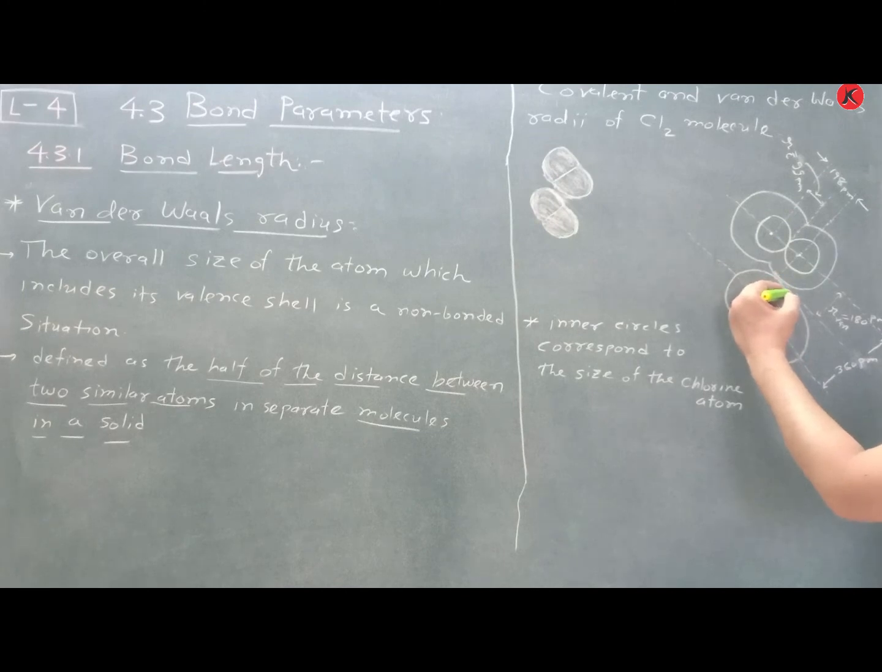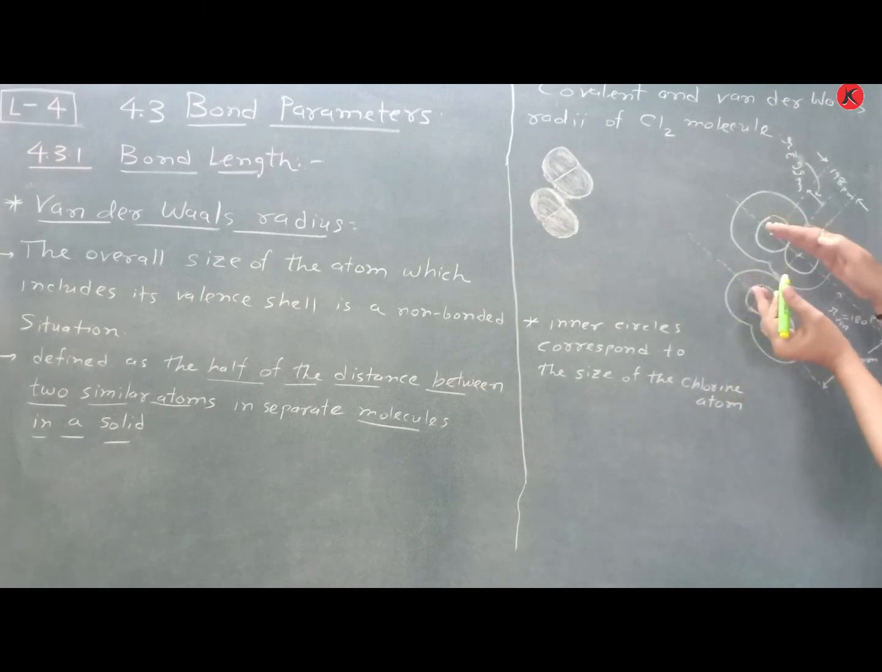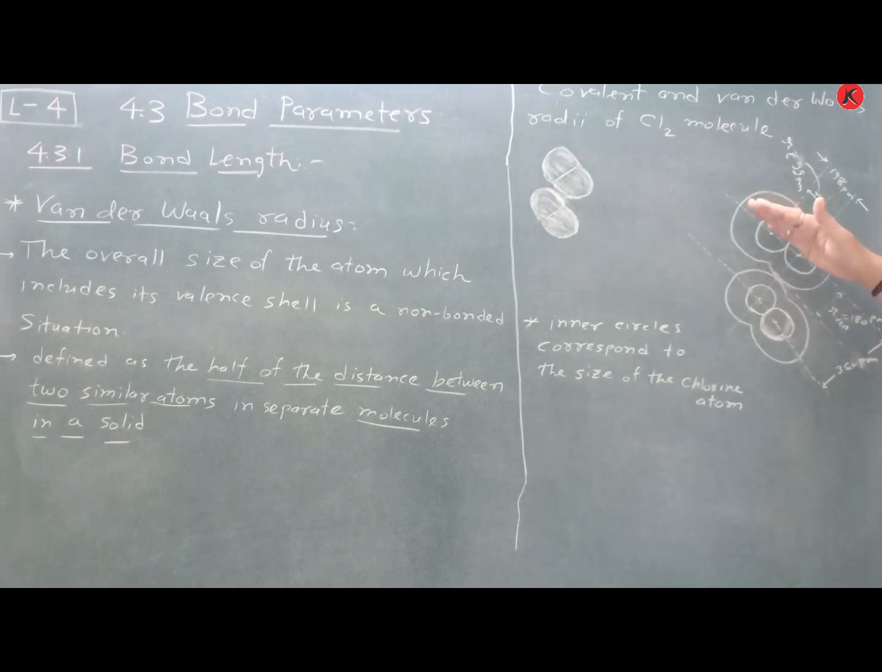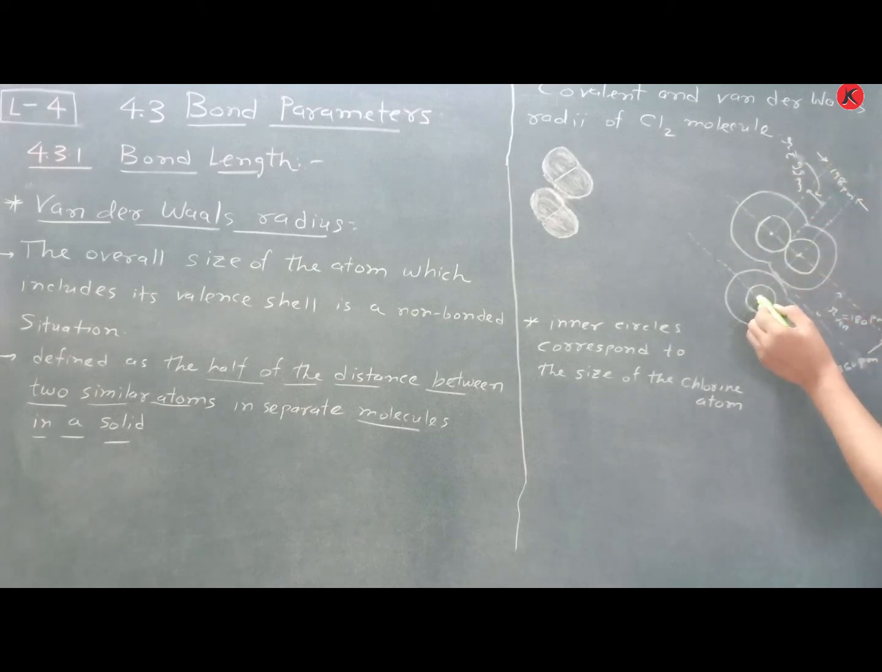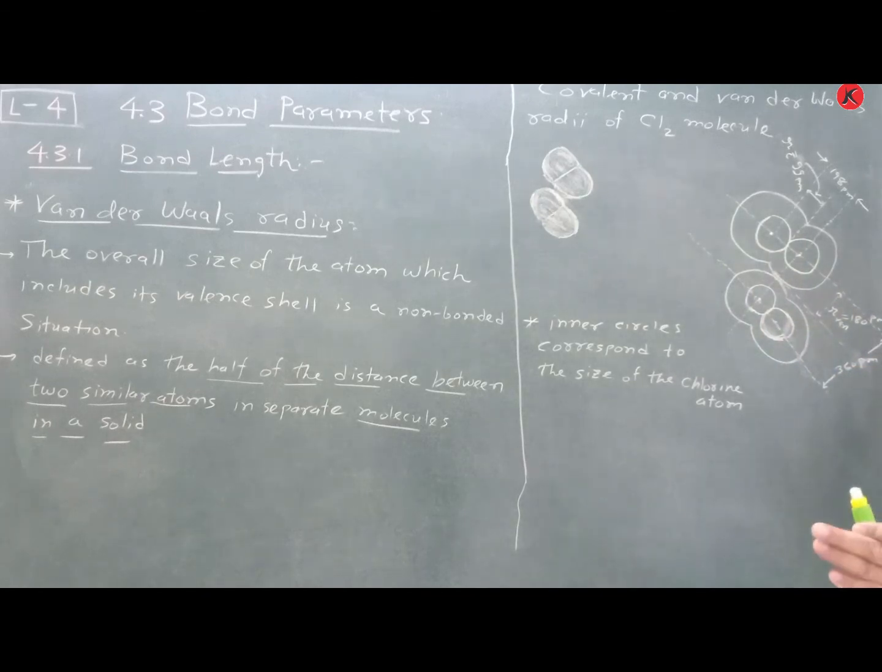Now here the two Cl2 molecules are separate. When we draw a line from the center of this chlorine in one molecule to the center of this chlorine in the other molecule, half of this distance is known as van der Waals radius. That total distance is 360 picometer, so the van der Waals radius is 180 picometer. So remember that van der Waals radius is always more as compared to covalent radius.